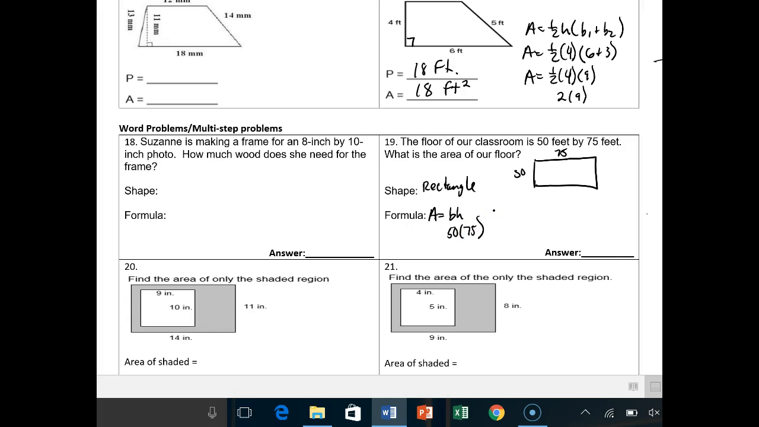Now, some of you might be saying, well, in that case, Mr. Mason, you drew 50 as the height and 75 as the base. Why did you flip it around? Again, when it comes to rectangles, it really doesn't matter which numbers you put where, because 50 times 75 is going to be the same thing as 75 times 50. So 3,750 square feet, or feet squared, sorry. That means I could fit 3,750 little squares into that.